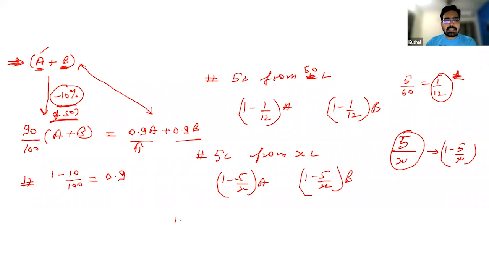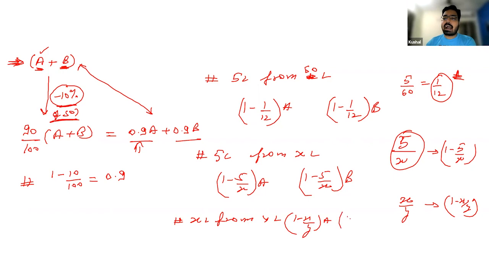Let's go ahead and look at the third challenge. They may say that I'm removing X liters from Y liters. They may not give you what has been removed from what. So once again, what am I going to say? X by Y is the fraction that has been removed. So what is the leftover quantity? 1 minus X by Y. So 1 minus X by Y of A is the leftover quantity, and 1 minus X by Y of B is the leftover quantity of that particular ingredient.